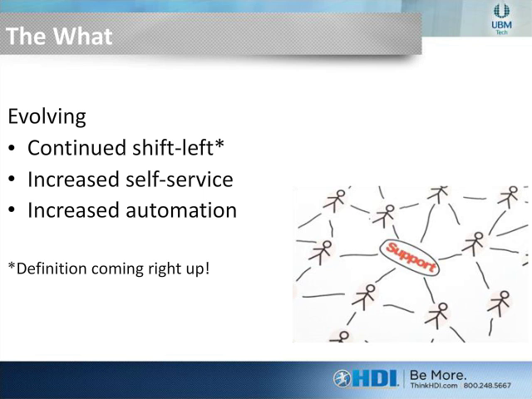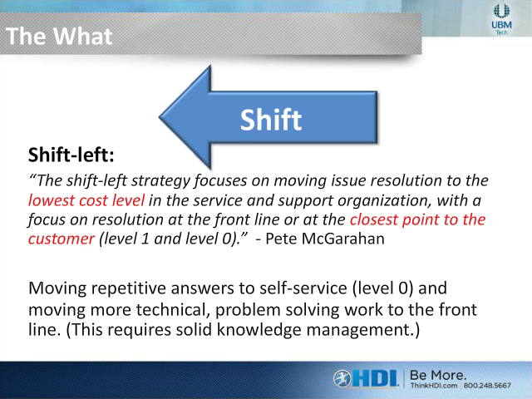Well, let's look at shift left a little bit. There's a great definition from Pete McGarrahan. It focuses on moving issue resolution to the lowest cost and closest to the customer. And that really is your front line. That's your level 1 and level 0. And basically what happens within shift left is that your more complicated technical issues that have historically been handled by Tier 2 and Tier 3 or other escalation groups within your organization get pushed down closer to the front line, maybe all the way to level 1 and then maybe out to level 0.